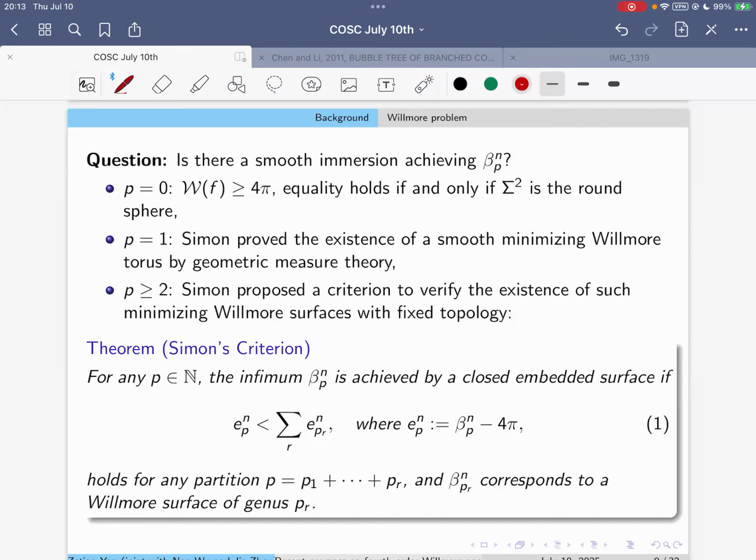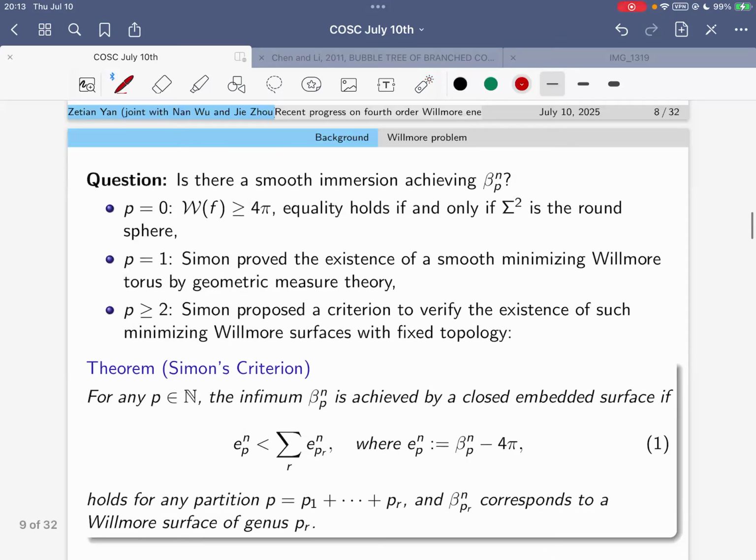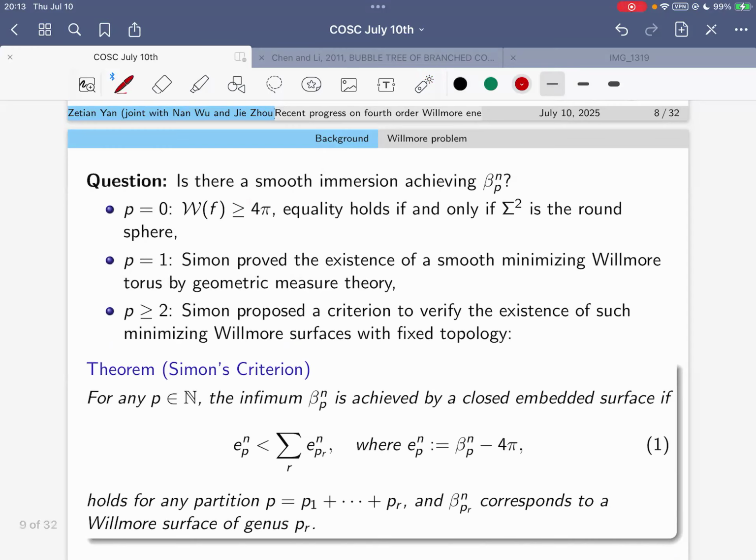I think the quickest way to give the proof in this case is the following. We need the conformal area introduced by Li and Yau. So we may consider the immersion into S3, because if you consider the stereographic projection, you can equivalently consider immersions of this surface in S3. Right now, the Willmore energy is no longer H square.